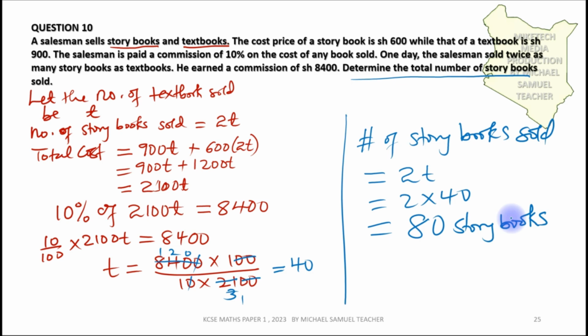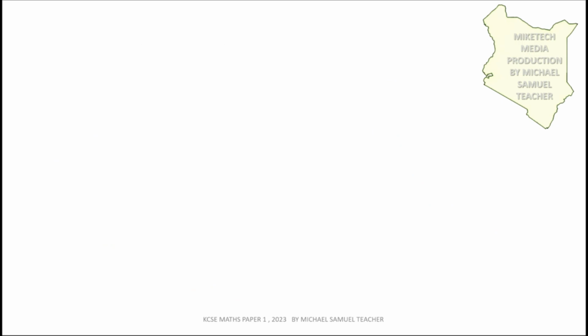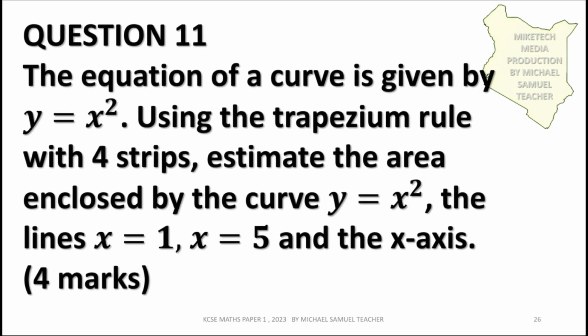Move on to question number 11. The equation of a curve is given by y equals x squared. Using the trapezium rule with 4 strips, estimate the area enclosed by the curve y equals x squared, the lines x equals 1, x equals 5, and the x-axis.